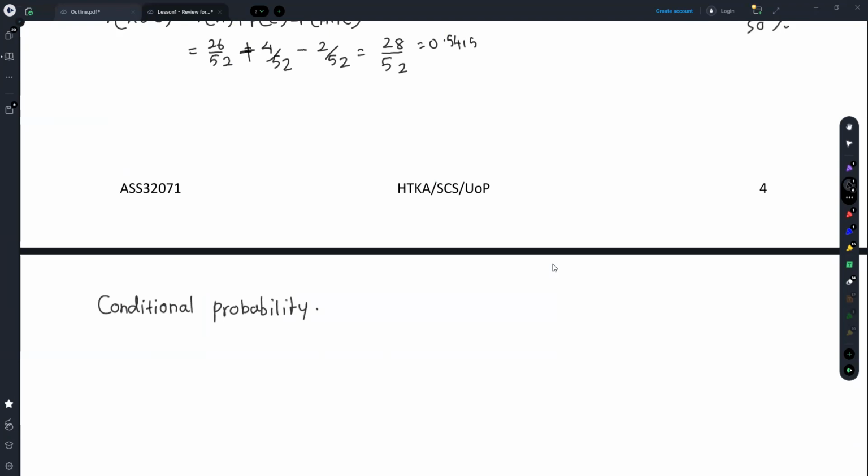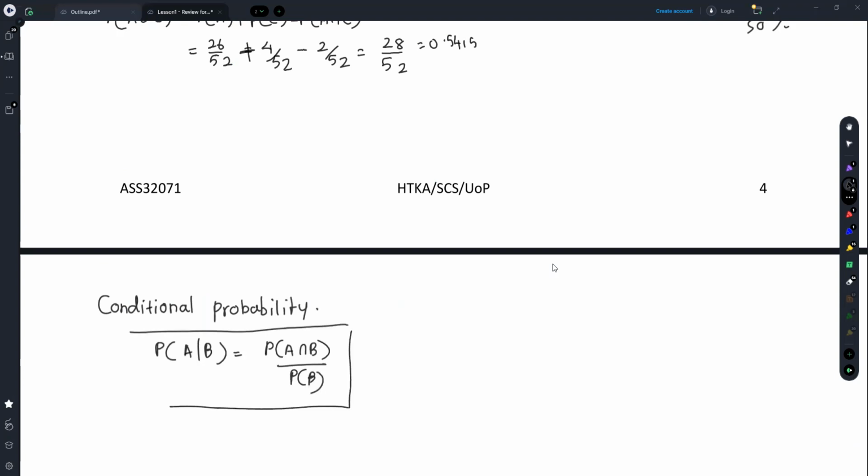Right. So the conditional probability is where you impose a certain condition on the sample space. So the probability of an event A, right, given that another event has already occurred. So that is the conditional probability. The definition is A given B, probability of A intersection B divided by the given one. So this is the definition of the conditional probability, right?